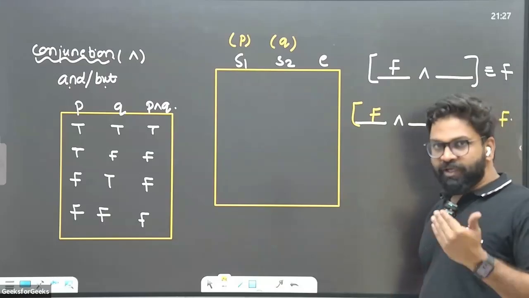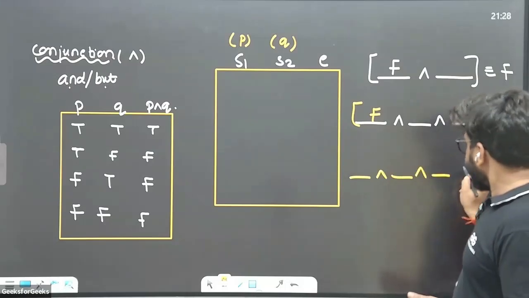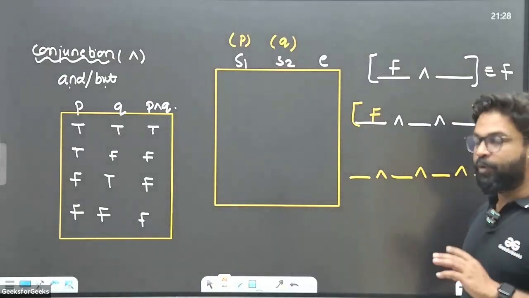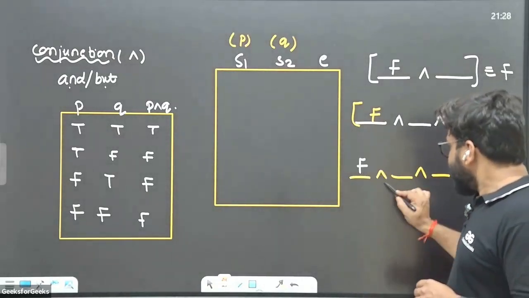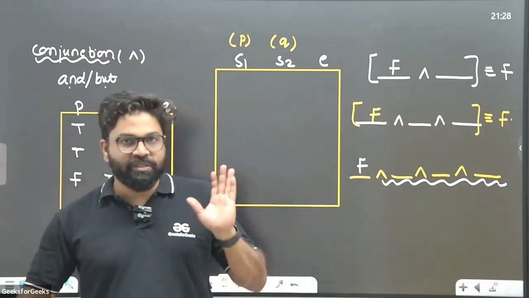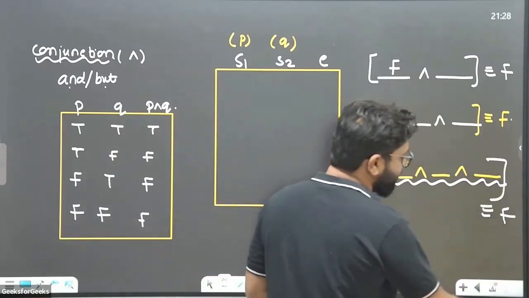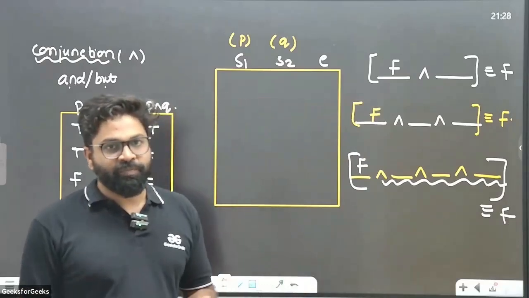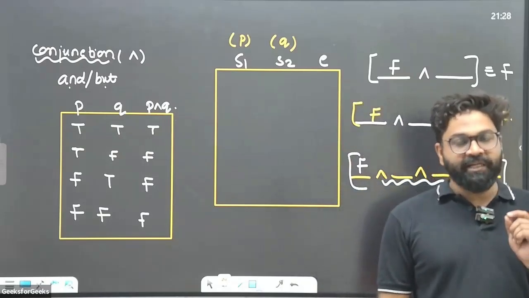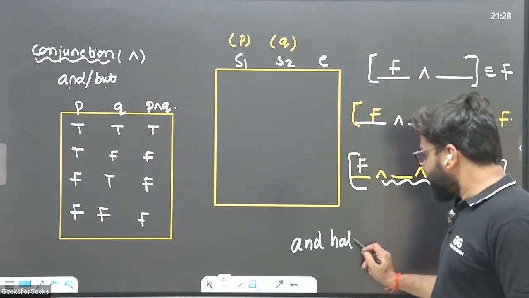So suppose there is one compound propositional statement made up of four different simple propositional statements, and one of them is false. It does not matter what all the others are saying, the whole statement will become false. So you can have a very simple assumption from this. It says that AND hates false. So here I'm writing this statement, and you have to understand it: AND hates false.